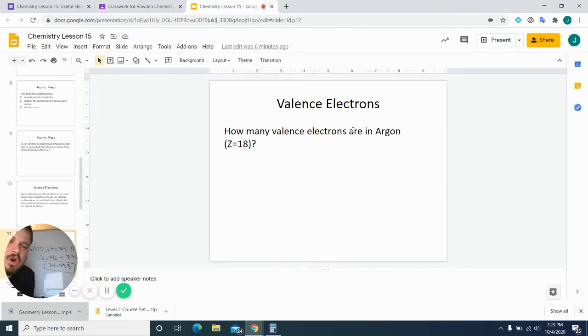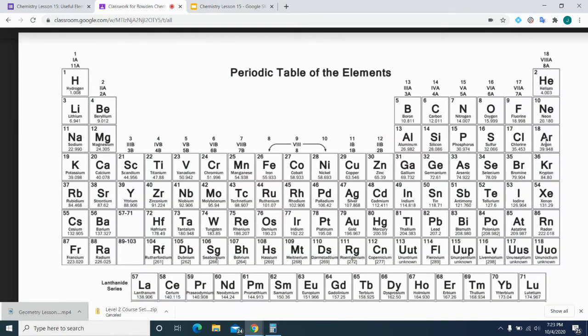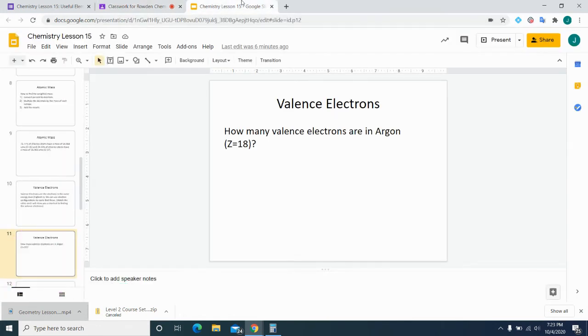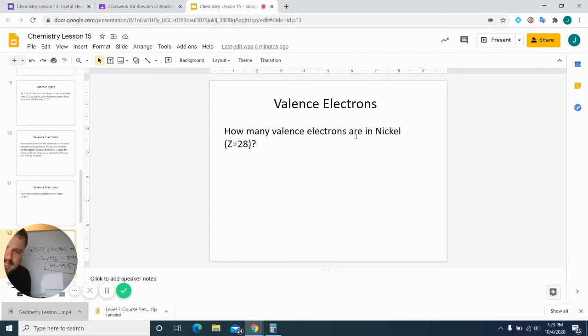How many valence electrons are in argon? Z equals 18. Well, you could write it out. 1s2, 2s2. Let's just do this. Argon right here is in 8A. So how many valence electrons does argon have? It has 8. Has 8 outer electrons. Easy enough. That's the trick I want you guys to use for that.